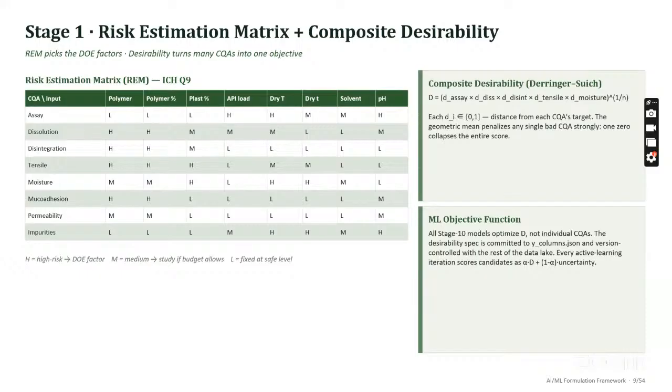That's what SI will be, the pH will be risk is high. And dissolution: polymer percentage is high, plasticizers is medium, API load is medium, dry T is medium, and pH also medium. So these things you should tabulate.